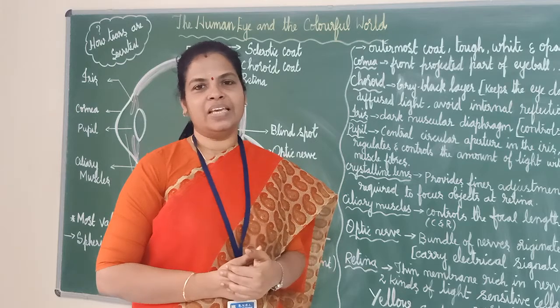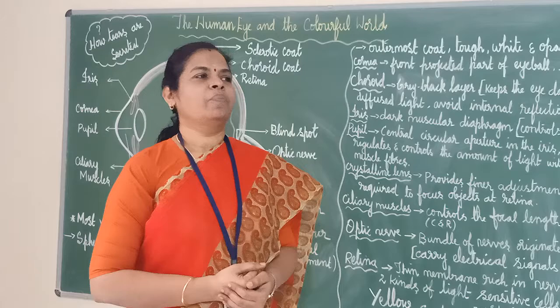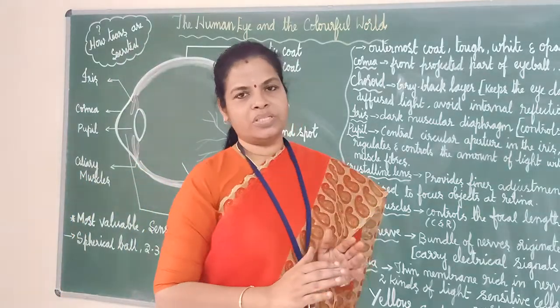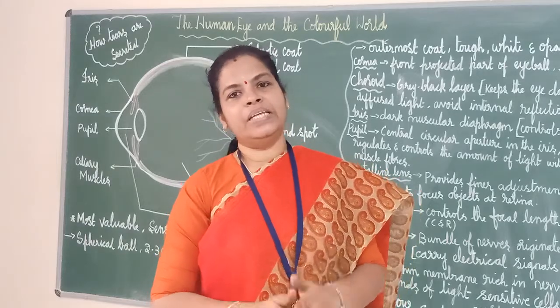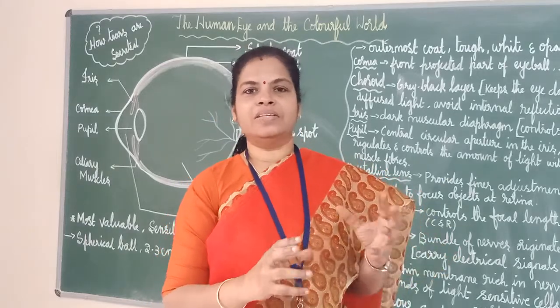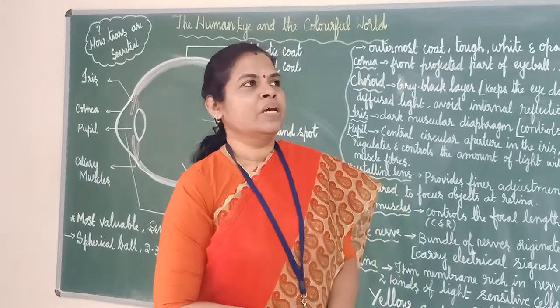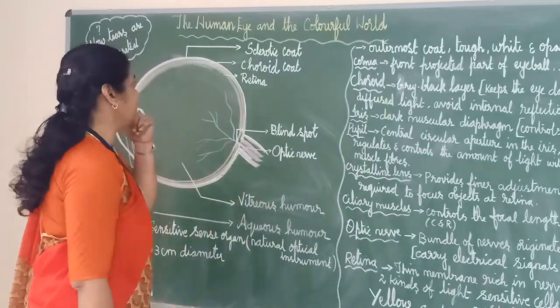The first one is the eye. It means the importance is more, right? So, based on the light chapter, today we are going to study the human eye, and then we are going to see how eyes are useful to see this colorful world. First we will see the structure of the human eye.